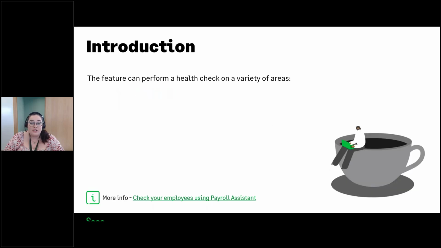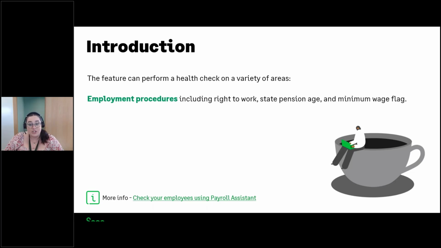The payroll assistant does allow you to run what's called a health check on a variety of areas in payroll. So this includes employment procedures. So this could be right to work information, whether an employee has or is reaching state pension age soon, the qualifying period for Freeport employees or investment zone employees, and also things like checking the minimum wage flag is set for your employees if that's necessary.